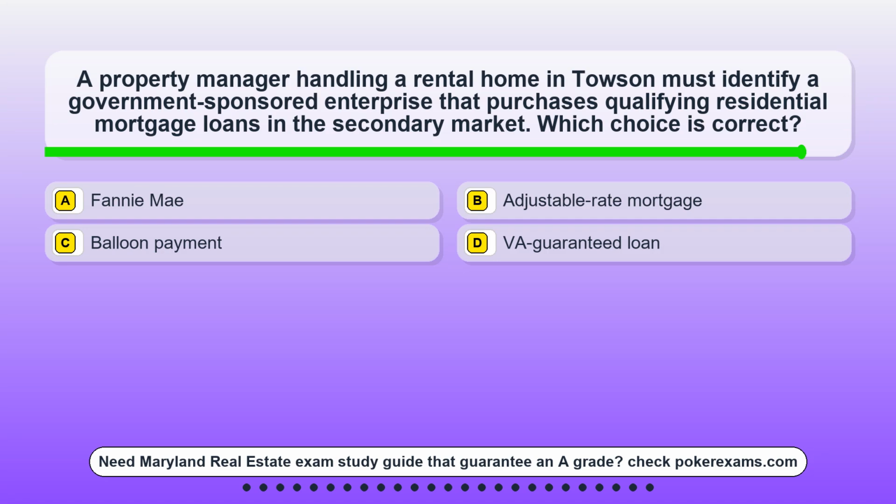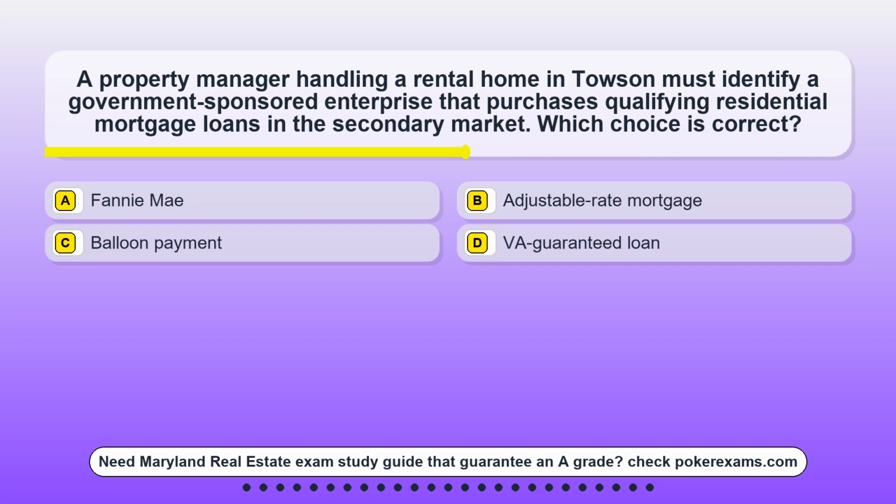Question 9. A property manager handling a rental home in Towson must identify a government-sponsored enterprise that purchases qualifying residential mortgage loans in the secondary market. Which choice is correct? Option A, Fannie Mae. Option B, adjustable-rate mortgage. Option C, balloon payment. Option D, VA-guaranteed loan.